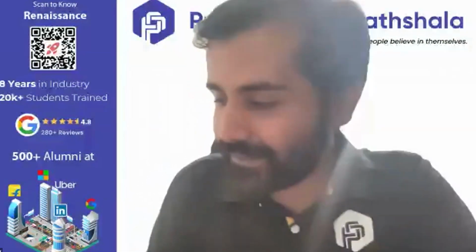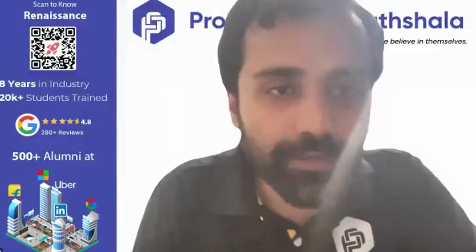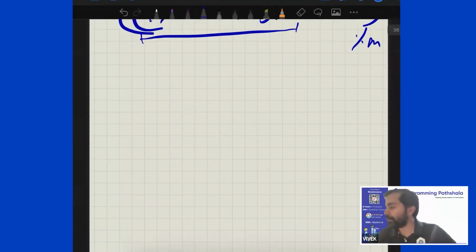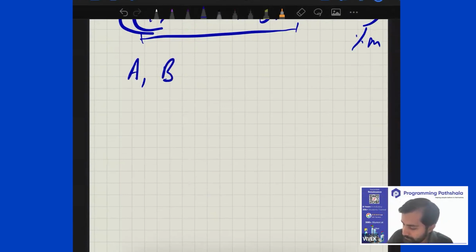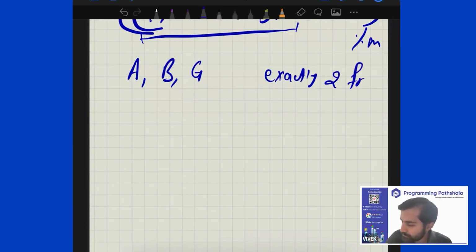Now let's get back to our notebook. So the next thing that I wanted to talk about is even more important. Let's say I ask you a question: you have three fruits, apple, banana, and guava. You have to pick exactly two fruits. How many different ways are there to pick exactly two fruits out of apple, banana, guava?